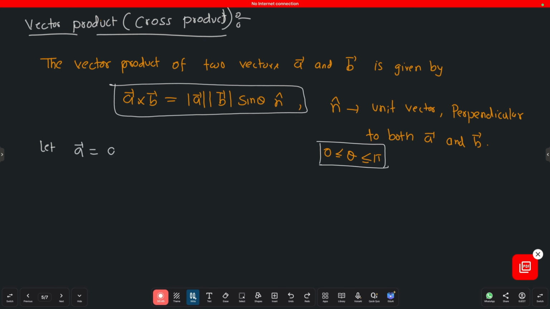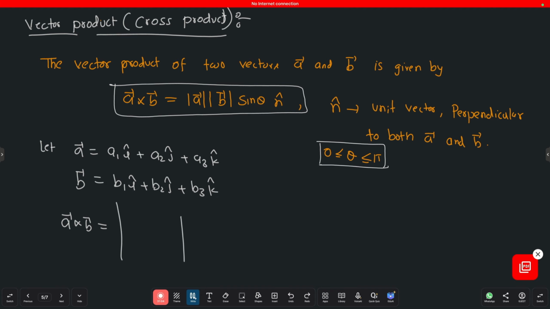Let vector A equal A1 i cap plus A2 j cap plus A3 k cap, and vector B equals B1 i cap, B2 j cap plus B3 k cap. Then what is A cross B? Simple, without this formula, mod A mod B sin theta n cap. Using a determinant, do you know? Yes or no? No, sir.